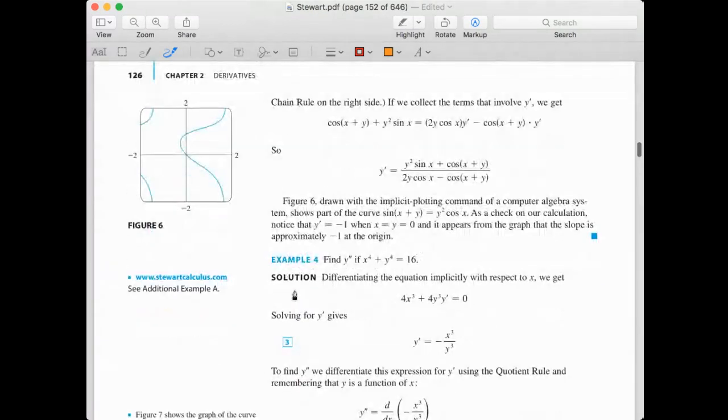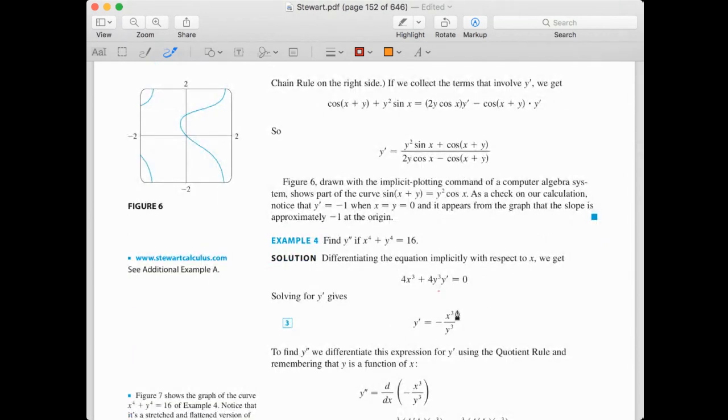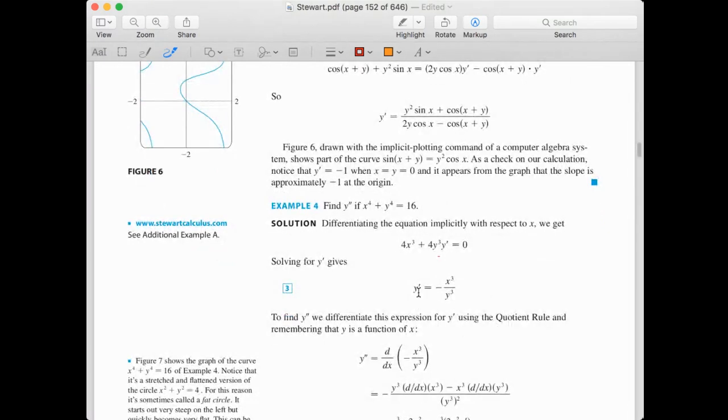Okay, let's see more. So example four, find the y double prime. So we take a derivative once, then we take a derivative of its derivative function. Well, let's see how we do that. So we'll apply the same rule, derivative of x raised to four, that's 4x cubed. Derivative of y raised to 4 is 4y cubed times y prime. Derivative of 16 is 0. So solve for y prime. Y prime equals negative x cubed divided by y cubed. Right? So now we want to take derivative again. We want to take a derivative of this y prime term.